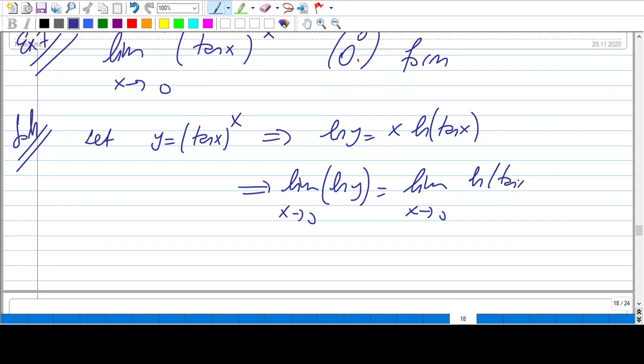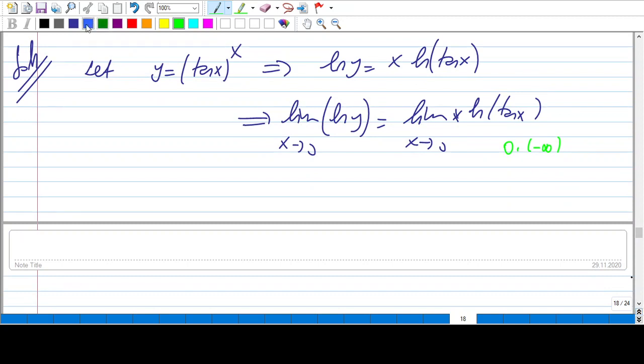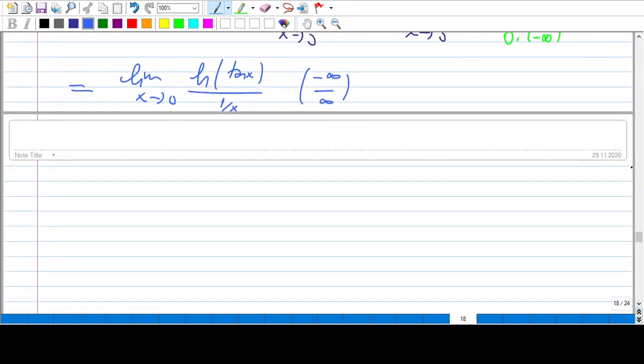But still here we have a problem, because when you look at this limit, this is 0 times ln of tangent x, which is 0 times ln 0, that is minus infinity, so it is not of the L'Hopital form, but I can change it to L'Hopital form in the following. We can rewrite it as limit as x goes to 0 of ln of tangent x over 1 over x. Okay, now it makes sense. This is now of the form minus infinity over infinity, or infinity over infinity, doesn't matter. Then apply L'Hopital.